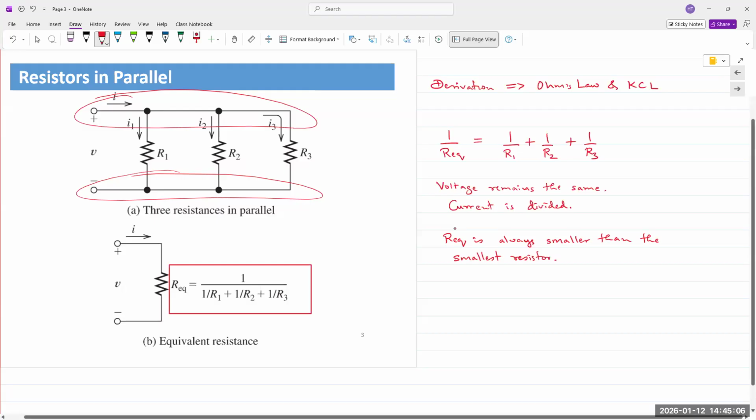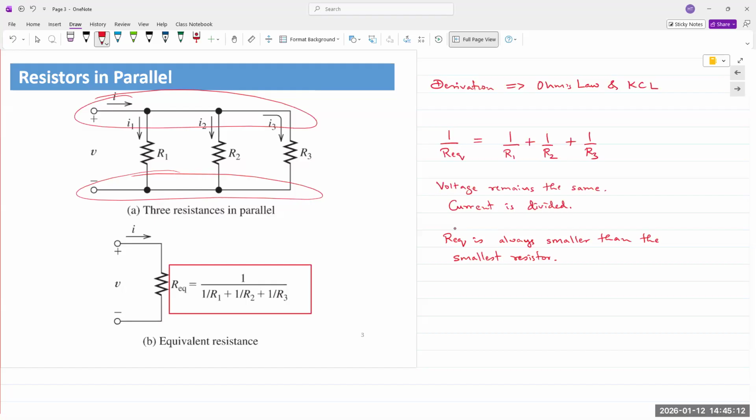That's an instant verification. If you're trying to solve a circuit, trying to find REQ in a small part that is parallel, if your REQ is larger than the smallest resistor, then there's an error in your calculation somewhere. That's an instant verification check. Okay. REQ of a parallel network is always smaller than the smallest resistor in that circuit.